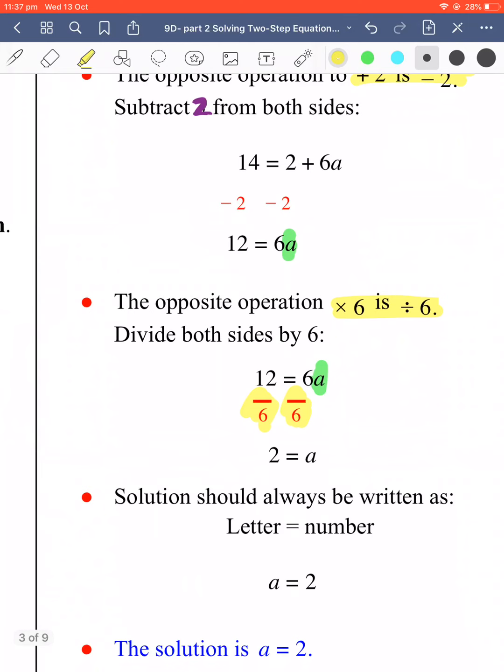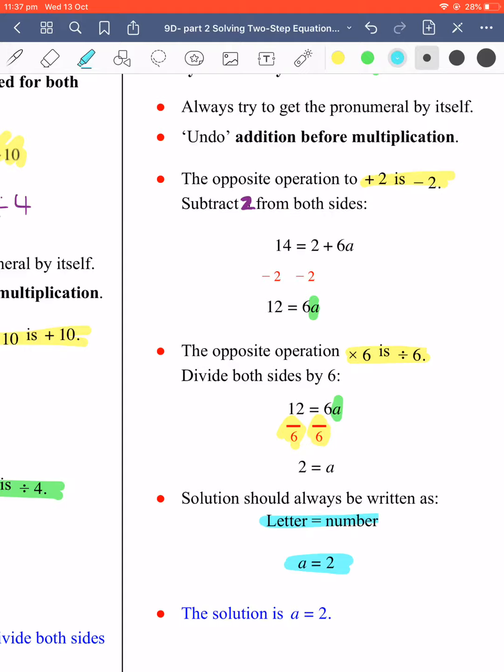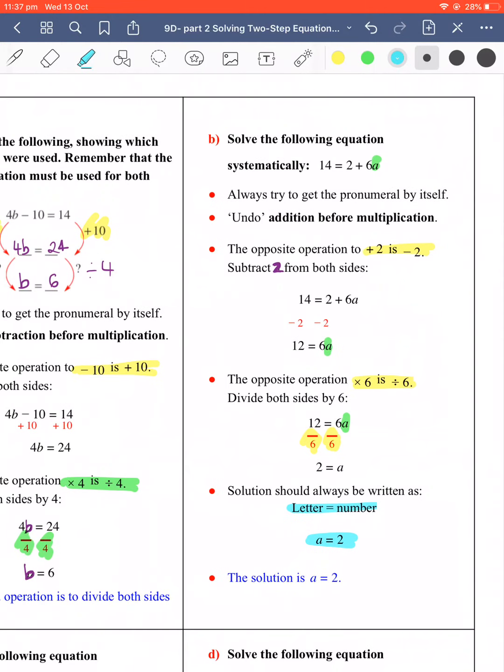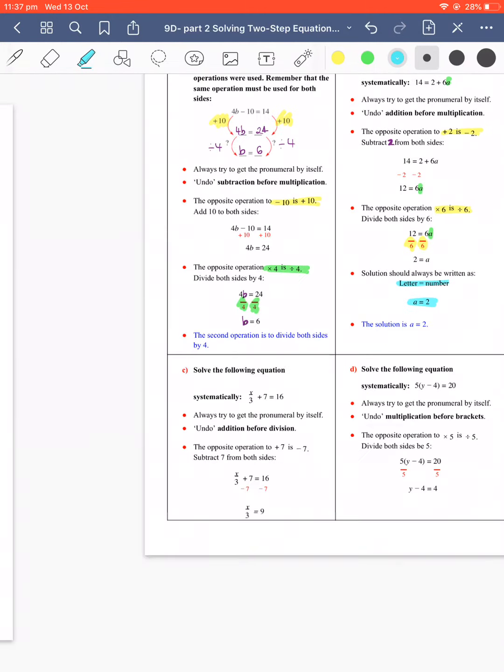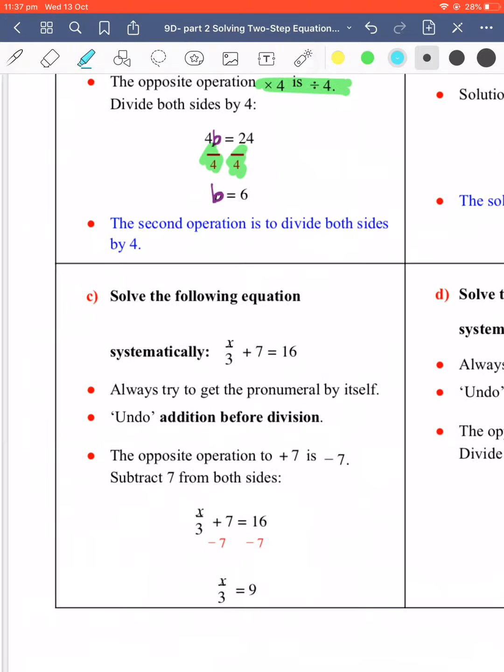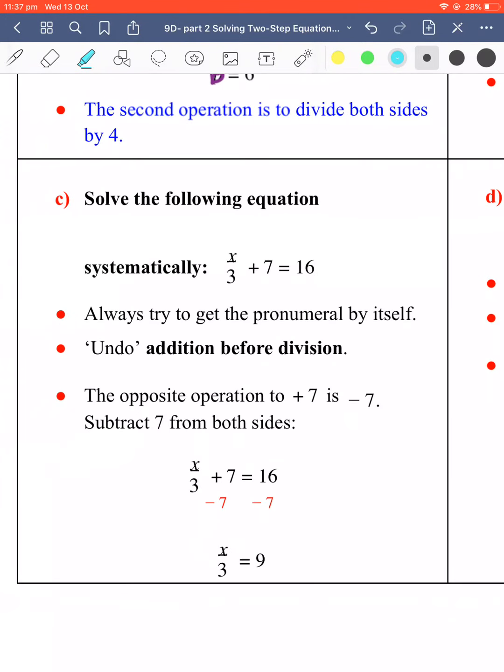And I then have my answer of 2 equals a, but we always need to make sure that we have our letter followed by our number for our answer. So we need to just flip that equation, and then we end up with our answer. So we got our solution. Next one, we now have an equation, and again, we always try to get our pronumeral by itself. Just going to bring attention to it. There we go, so we can see it nice and easy.